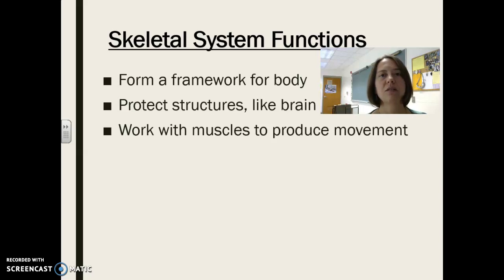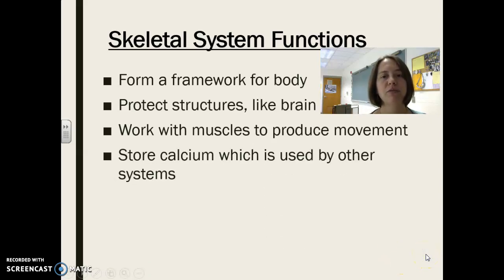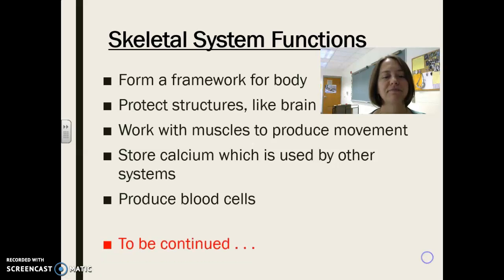The bones work a lot like levers, and they work with the muscles to produce movement. So without bones, you wouldn't be able to move. And they also store calcium, which is used by not just the bones in the skeletal system, but many other systems. And blood cell formation occurs here.